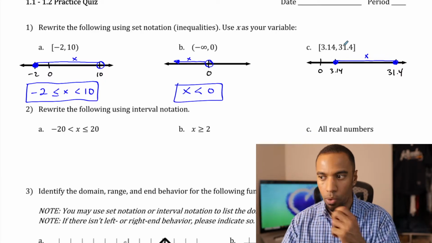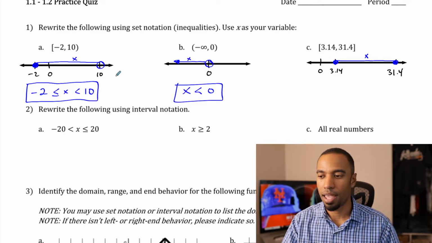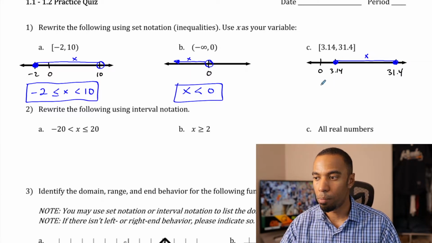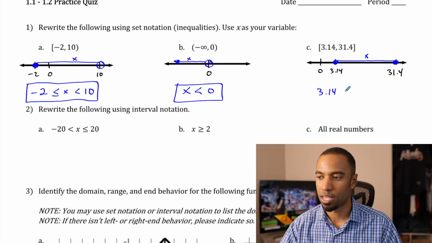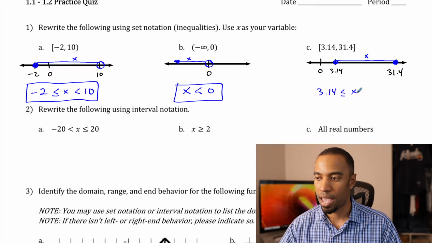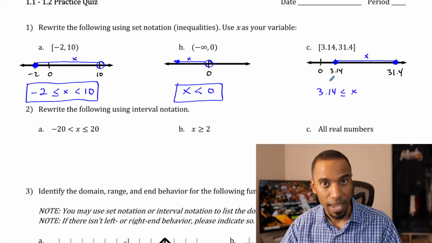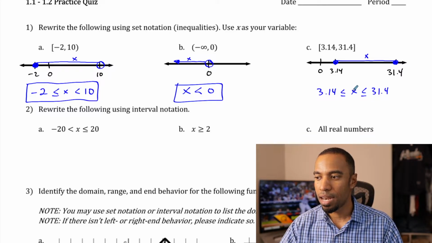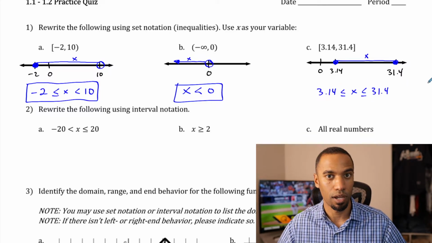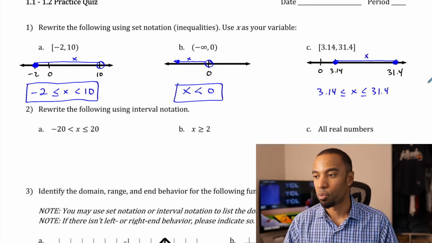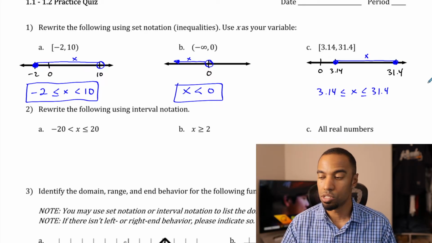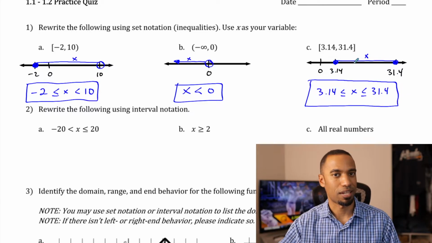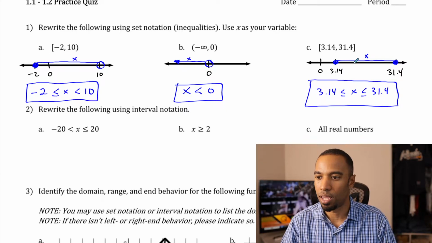X is between them. So how do we do this here? Once again, like part A, we're going to have a compound inequality here, where the lower bound is 3.14. 3.14 is less than or equal to X, as it's included. 3.14 counts, and 31.4 also counts. X is less than or equal to 31.4. Any number between 3.14 and 31.4, inclusive, meaning including 3.14 and 31.4, are solutions for this set, whether written in interval notation or set inequality notation. And that is number 1, A, B, and C.